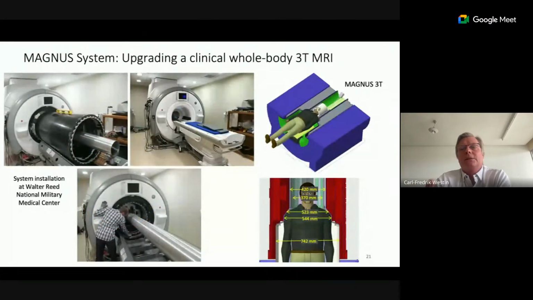The first system like this was installed in Walter Reed, and you can see the schematics here on the top right. It looks pretty tight, but it doesn't feel as claustrophobic as it looks, because you have a lot of space for your arms and the shoulders.